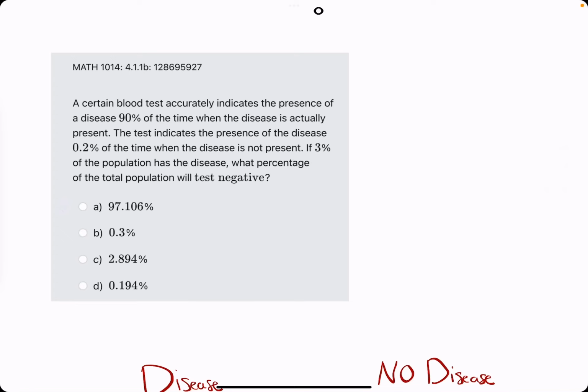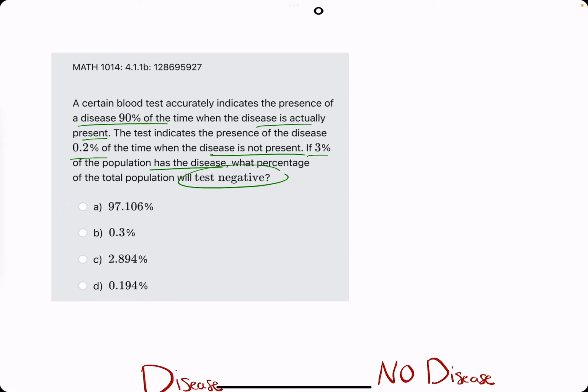Okay, in this problem, they say a certain blood test accurately indicates the presence of a disease 90% of the time when the disease is actually present. The test indicates the presence of a disease 0.2% of the time when the disease is not present. And if 3% of the population has the disease, what percentage of the total population will test negative?